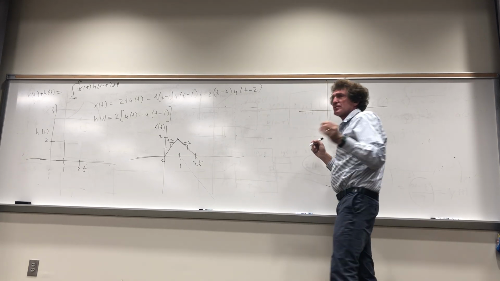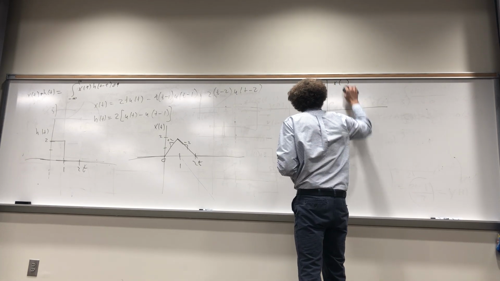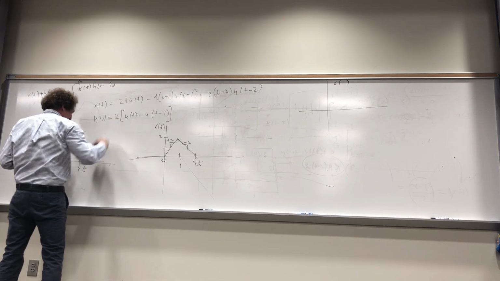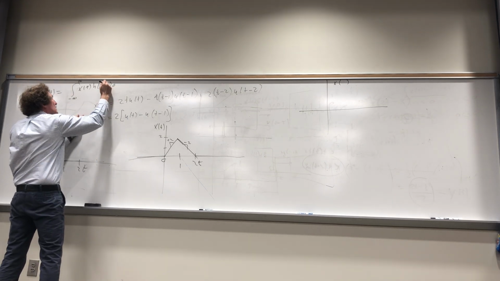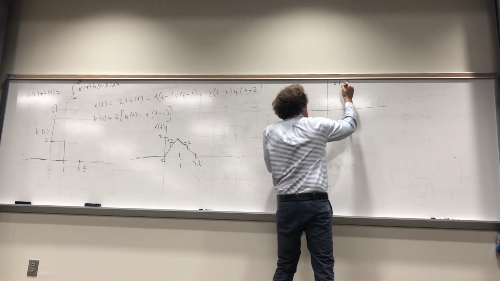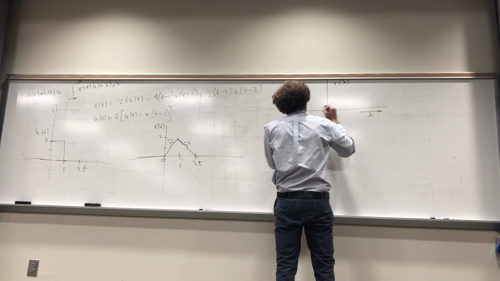Does the book use lambda or tau? Lambda. It really doesn't matter. I'll put lambda then. They're a dummy variable. It means the variable itself is integrated out. It can be lambda, it can be tau. So now if this is versus lambda, right, it looks like this.